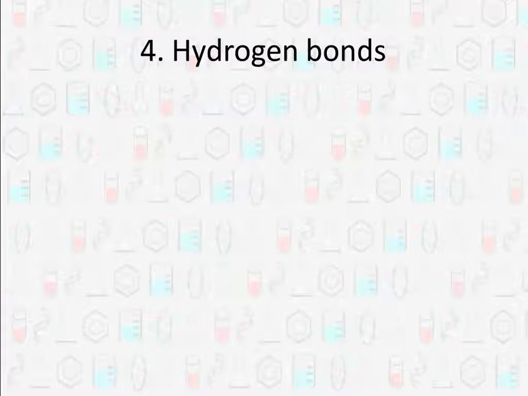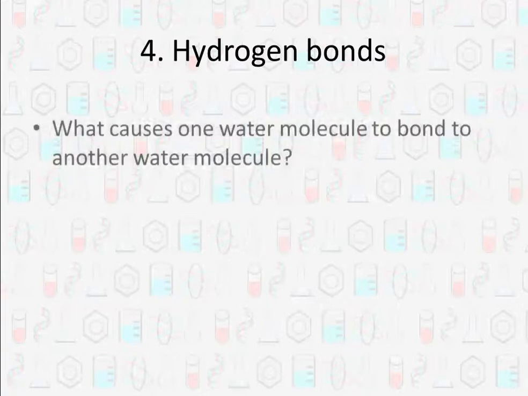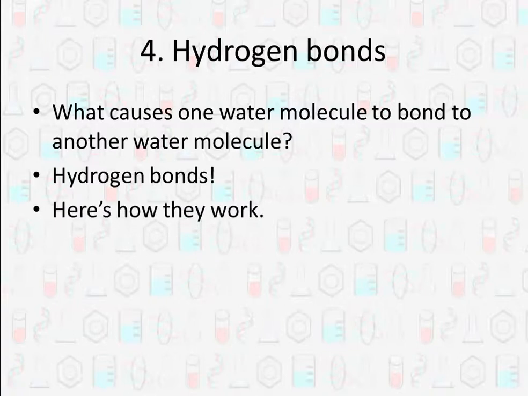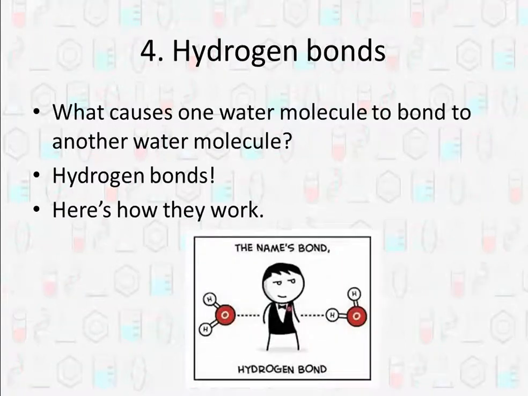So now we come to the toughie, which is hydrogen bonds. We're going to go over this in pretty specific detail. What causes one water molecule to bond to another water molecule? Well, the answer is hydrogen bonds, and we're going to go over how they work. And this picture, I always love the name's bond, hydrogen bond. But the picture is also completely correct. It's the oxygen side of this water molecule that's going to bond with this hydrogen side of this water molecule. But why? What attracts them to one another?